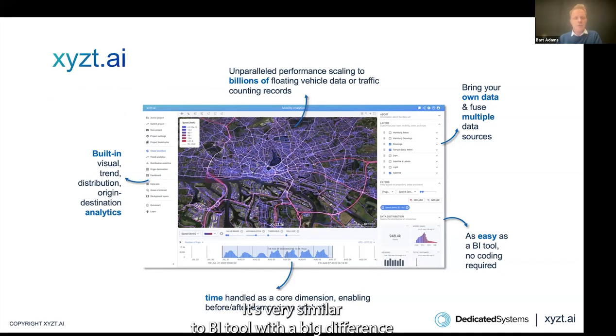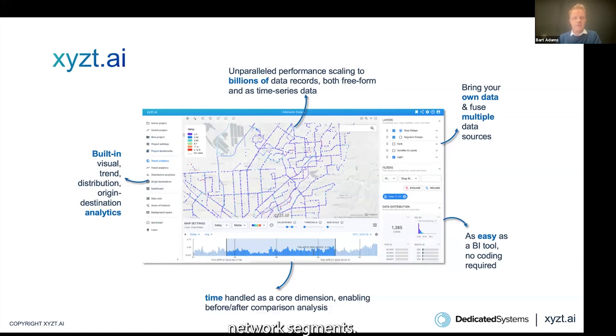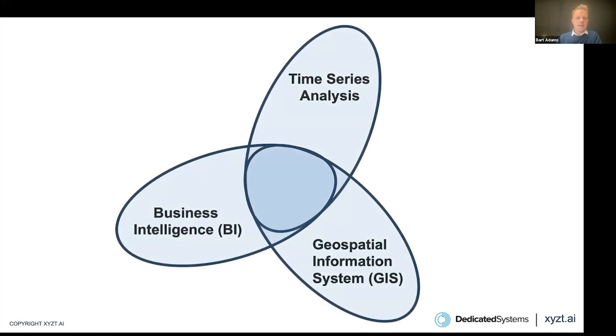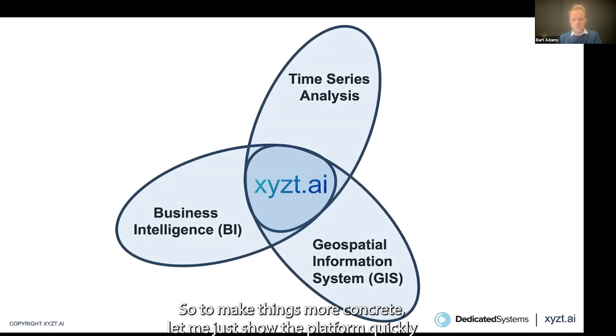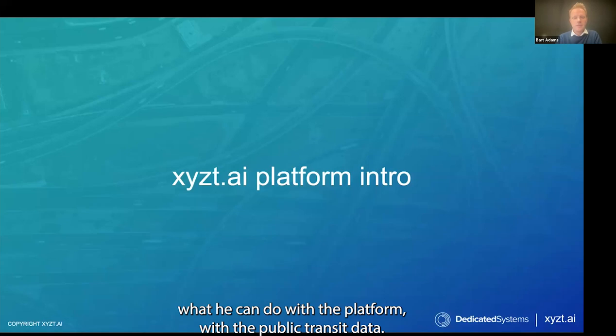It's very similar to a BI tool, with the big difference that it scales to big data and also that it handles time as a core dimension. The screenshot that you see is with floating vehicle data, but it of course also works with network data or data defined at fixed locations like stops or road segments or public transit network segments. So just to summarize, we are with xyzt.ai at the intersection of BI, GIS, and time series analysis. So to make things more concrete, let me just show the platform quickly before I give Dave the floor to present what he can do with the platform with the public transit data.